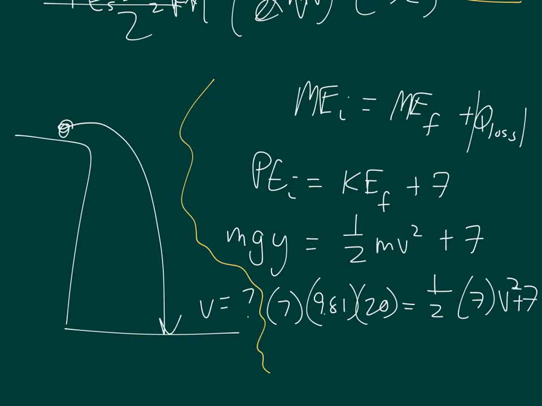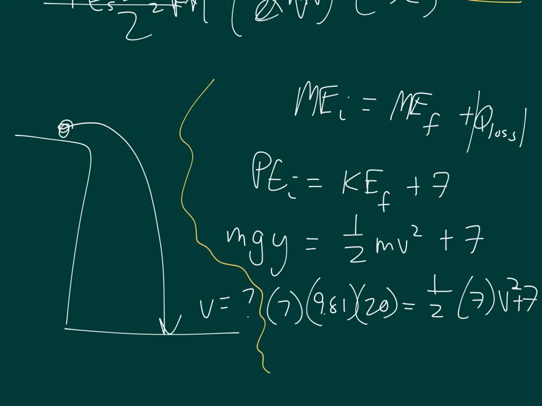Okay, so all you have to do is plug in 7 as the mass, times 9.81, times 20, which is the height you started at, equals 1/2 times 7, which is the mass, times v squared, plus the 7 joules of energy lost to friction. So you'd have to solve for v in that problem. You could solve generically also. You could always solve generically. Instead of putting a 7 here for Q loss, you could write Q loss. Subtract Q loss, multiply by 2, divide by m, take the square root.